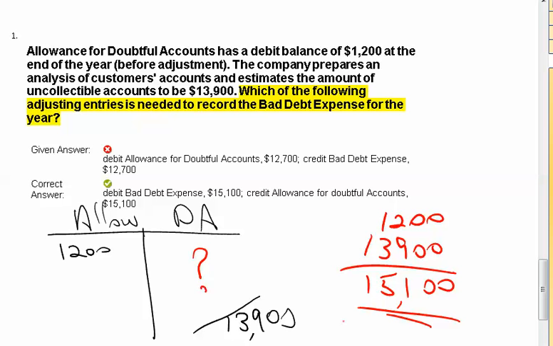We are going to debit the bad debt expense for $15,100. We'll credit the allowance for doubtful accounts for $15,100.